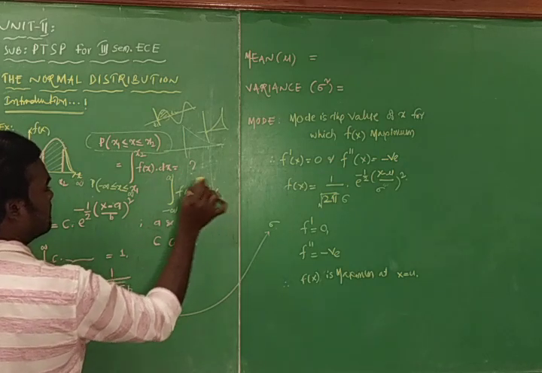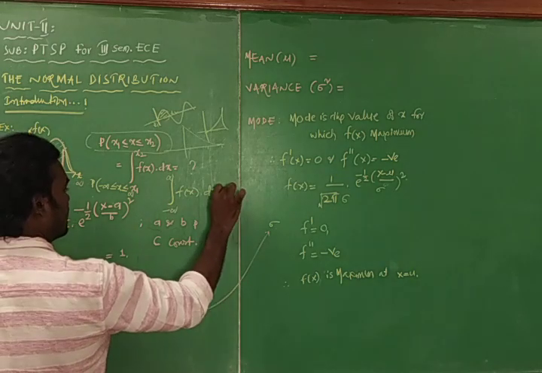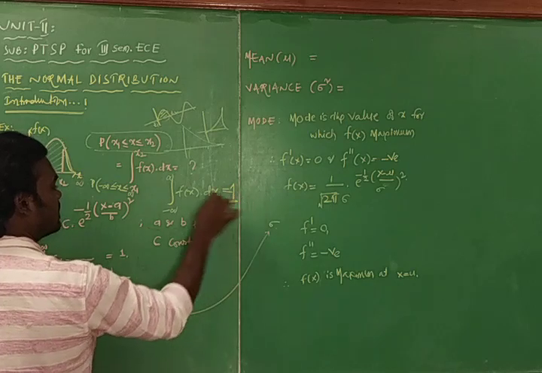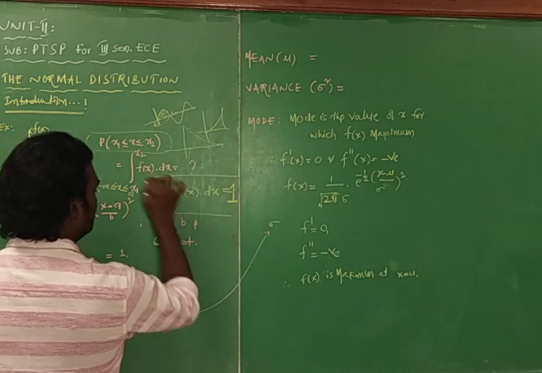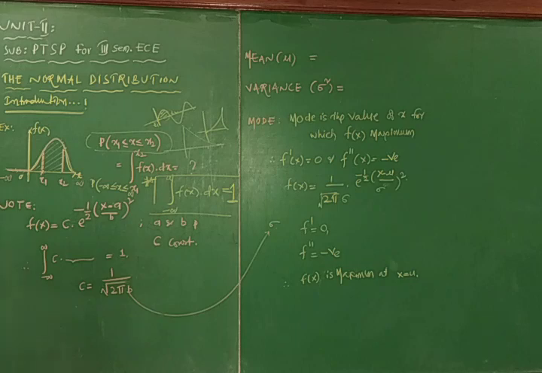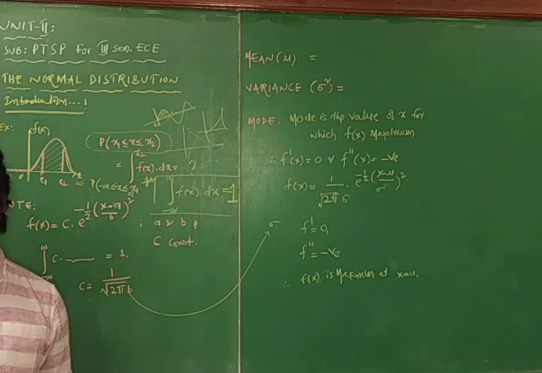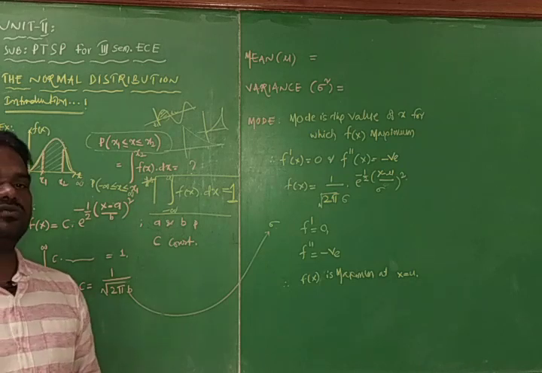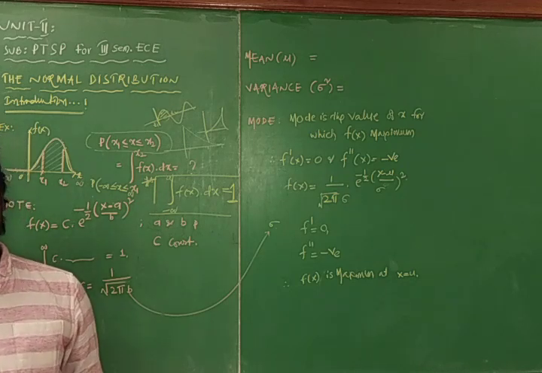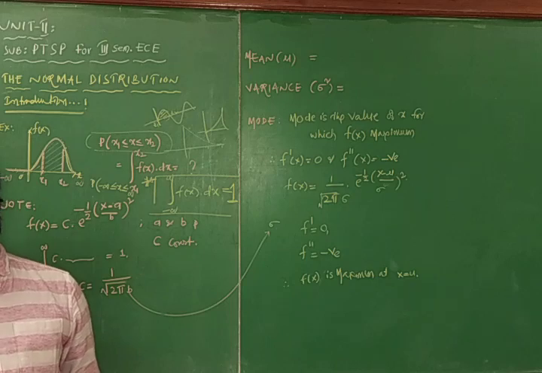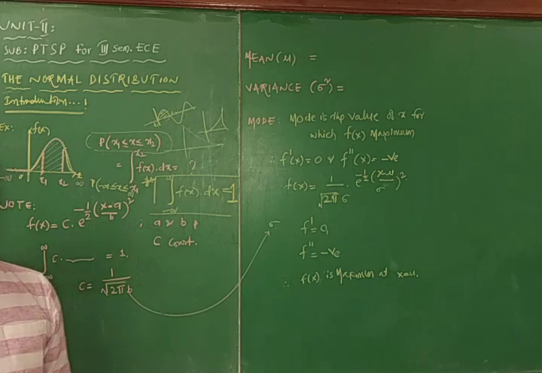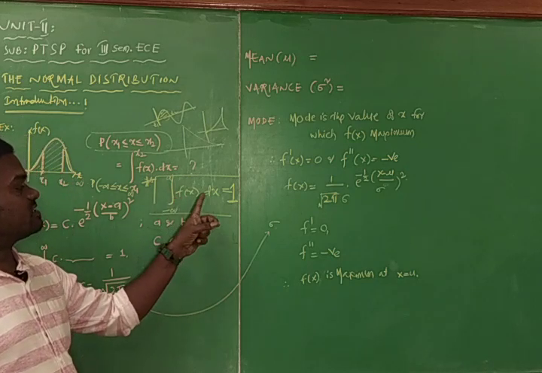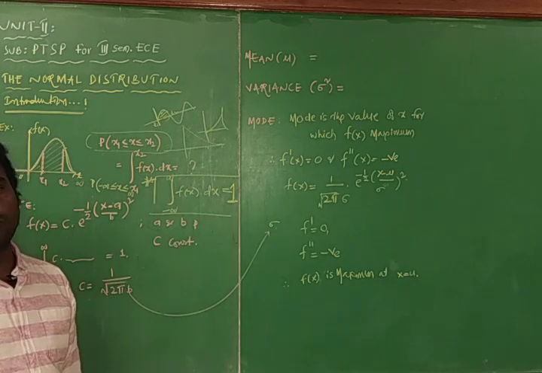f of x is nothing but the density function. If you take the integral from minus infinity to plus infinity of a density function, it will be equal to 1. This is a standard formula. That means the area under any impulse signal is equal to 1. The signal exists only at t equals 0, and for all other values of t not equal to 0 there is no signal. In such cases, the integral from minus infinity to plus infinity of f of x dx is equal to 1. This is a very, very important point.